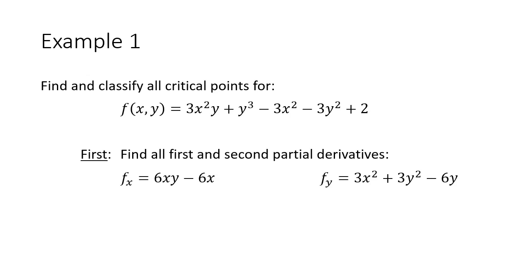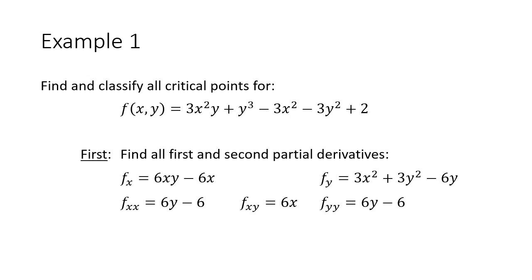And if you've done that, well, hopefully we got the partial with respect to x, 6xy minus 6x, and the first partial with respect to y is 3x squared plus 3y squared minus 6y. And then the second partials. Partial xx is 6y minus 6, partial xy is 6x, and partial yy is 6y minus 6.